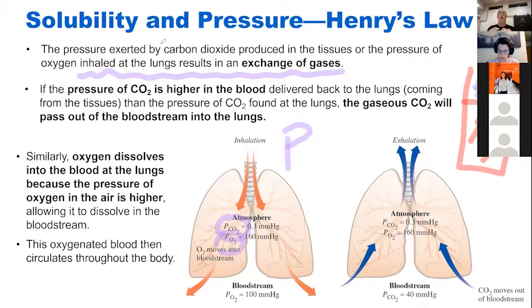When you breathe out, you have a higher concentration of CO2 in your blood than you do in the atmosphere. The concentration of CO2 in the atmosphere is very low.